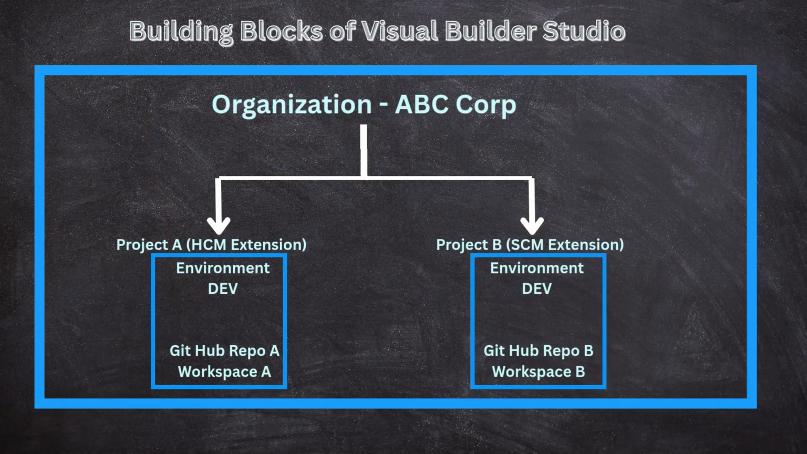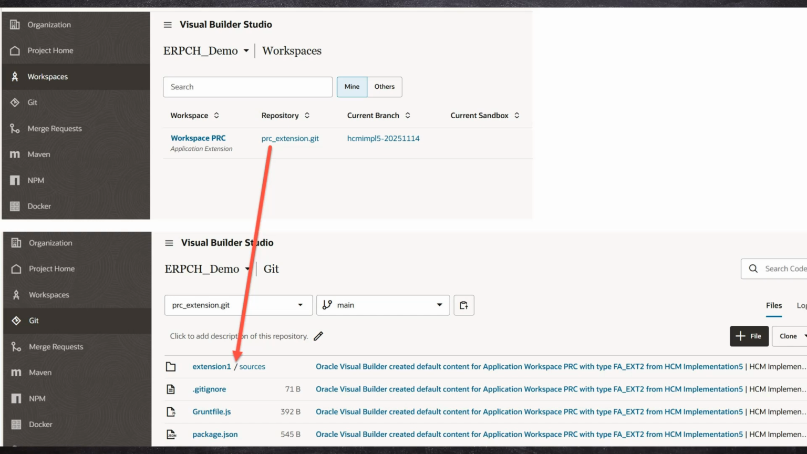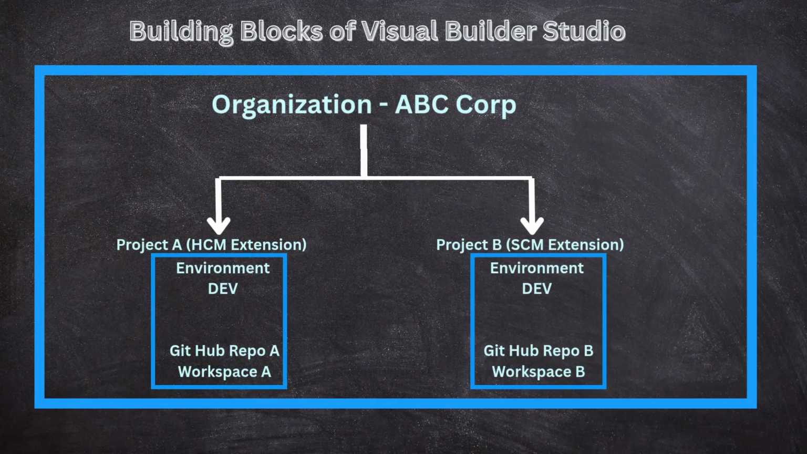Next in the list is Git repository, the place where all Oracle source code and required dependencies for each module are stored. It also stores all committed changes made by your teammates on this project. Last but not least, we have the workspace. This is your own personal area connected to the project's Git repository and environment. It's where you will actually make changes to your Fusion application based on business needs.